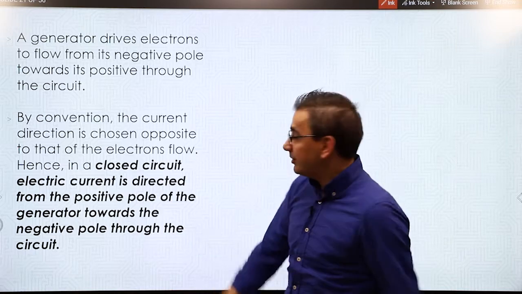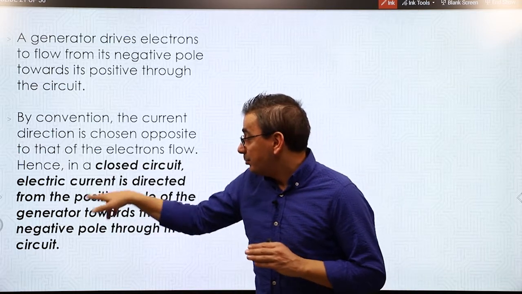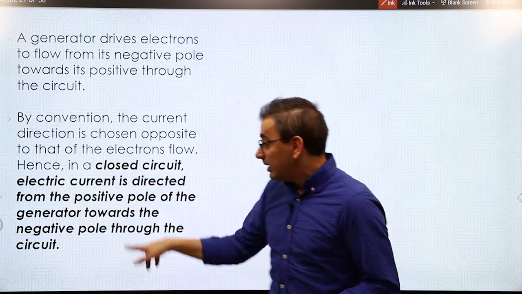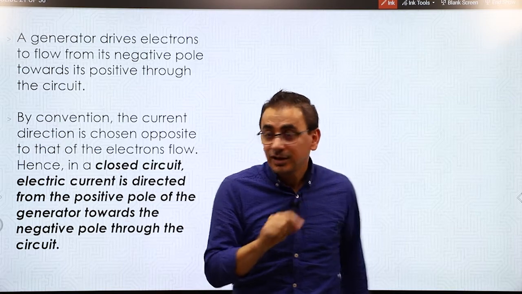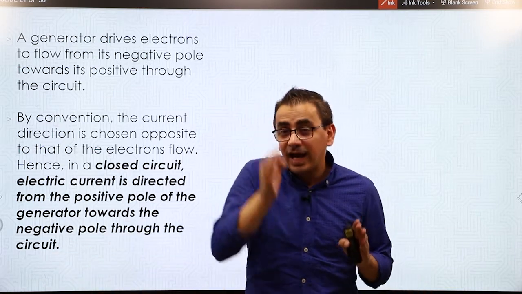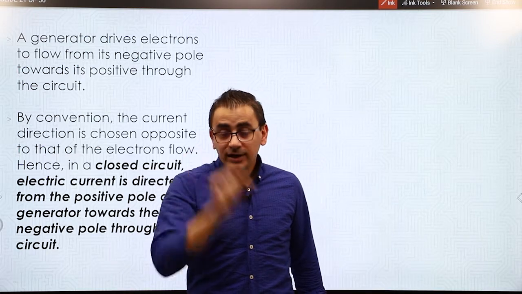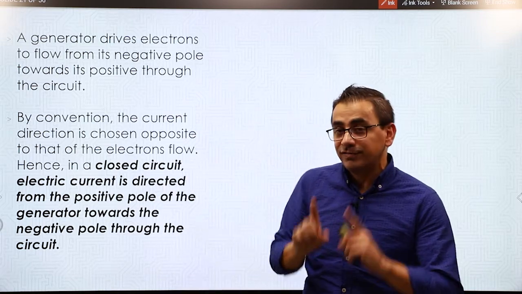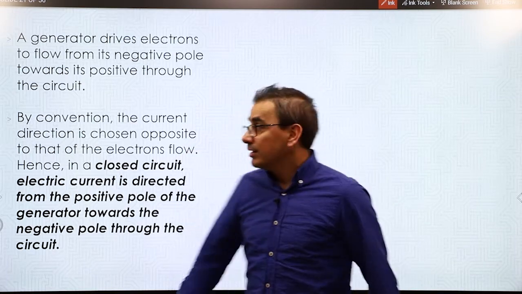So, if you want to memorize something, in a closed circuit, electric current is directed from the positive pole of the generator towards the negative pole of the generator through the circuit, not through the generator. Pay good attention to that. You might drop it right now, it's okay, but the true and accurate description is to mention it is through the circuit. So, electric current is by convention from the positive to the negative. Electrons flow from the negative to the positive. This is by experience, not only by convention.